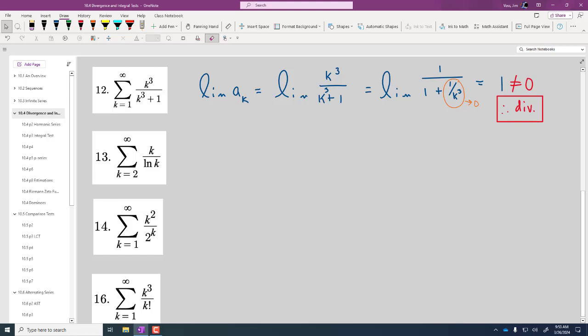Okay, let's try this one. Same idea. We're going to take the limit of a sub k as k goes to infinity. So that's the limit of k divided by natural log of k. This is an indeterminate form, as is the one above originally. Both top and bottom are going to infinity, so it's indeterminate. And so we can apply L'Hopital's rule.